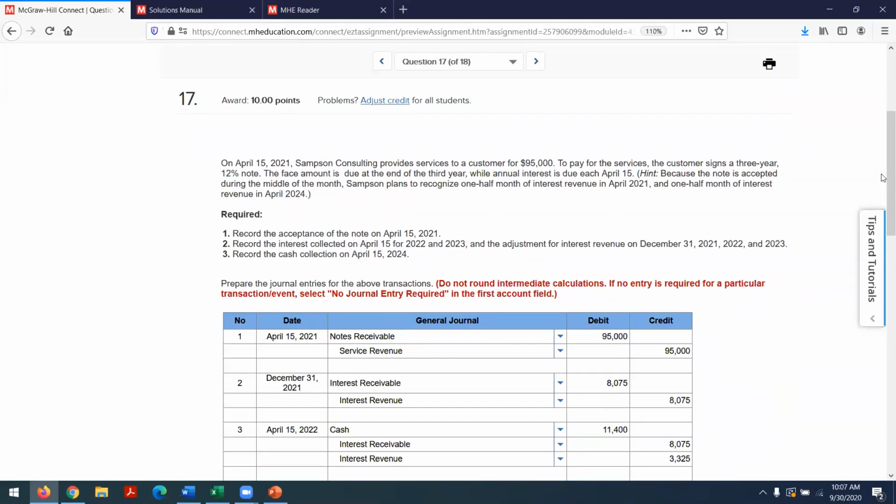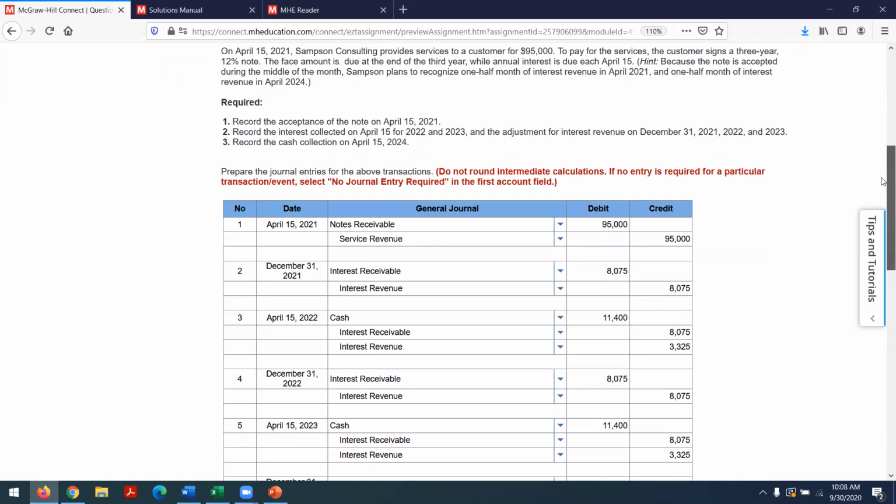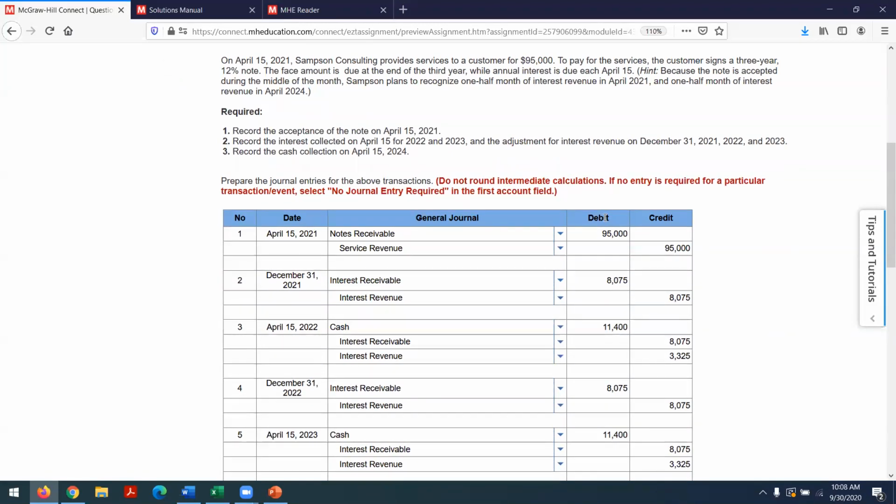On April 15th, 2021, Samson Consulting provides services to a customer for $95,000. To pay for the services, the customer signs a 3-year 12% note. The face amount is due at the end of the third year, while annual interest is due each April 15th. Hint, because the note is accepted during the middle of the month, Samson plans to recognize one half month of interest revenue in April 2021 and one half month of interest revenue in April of 2024. Record the acceptance of the note. We'll debit our notes receivable for $95,000. We will credit our cash for $95,000.